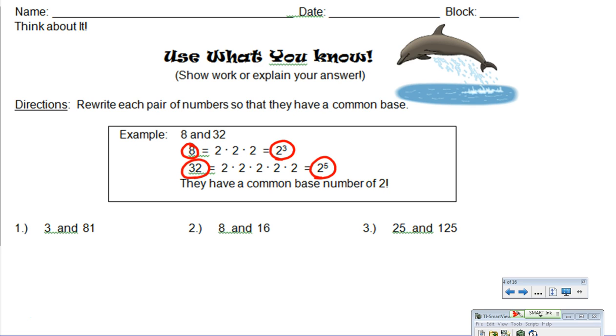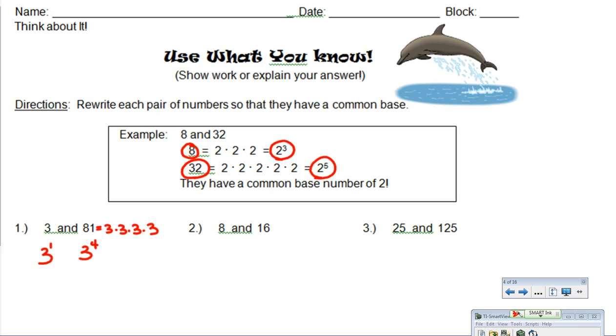One, you can just know what they are. For instance, 3 is 3 to the 1 power, and 81 is going to be 3 times 3 times 3 times 3. So that's going to be 3 to the 4th. So one way is you can expand it out. If they're all the same number, it's really easy. There's 4 of them, so it's 3 to the 4th. You can try to guess.